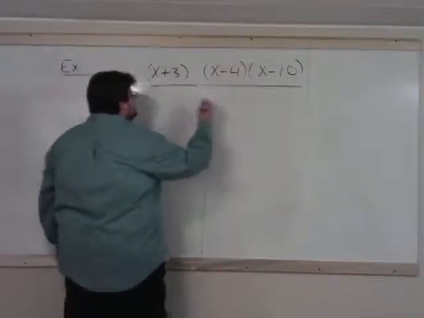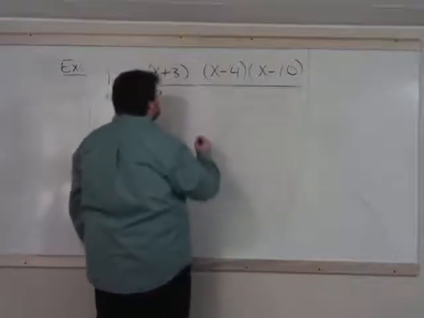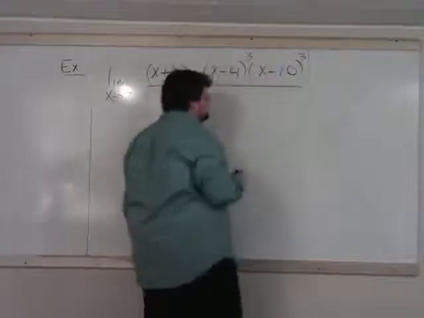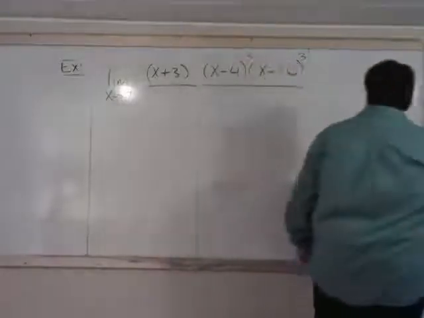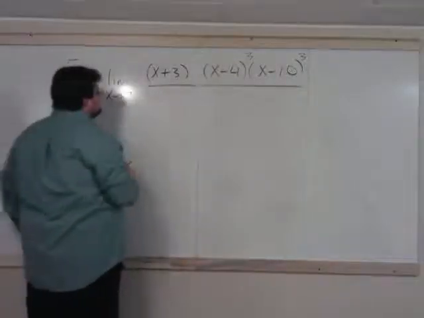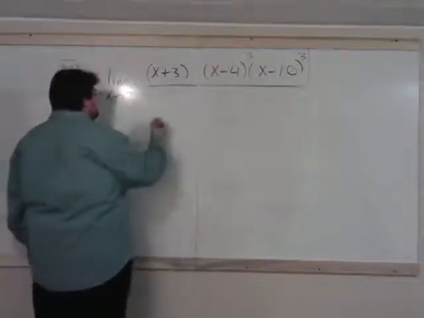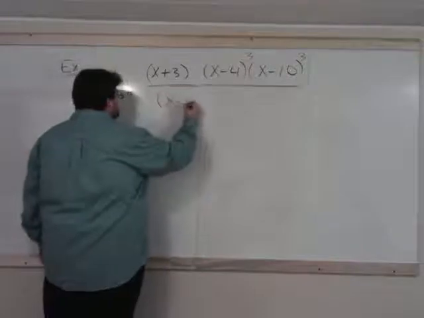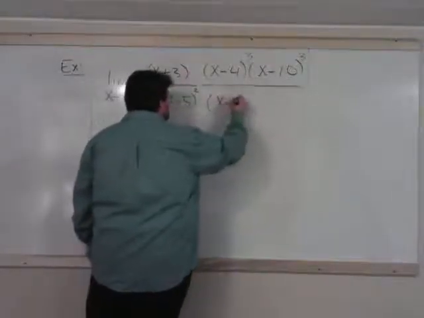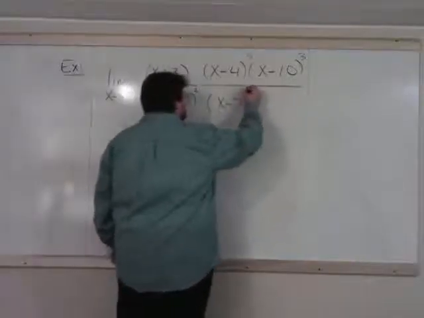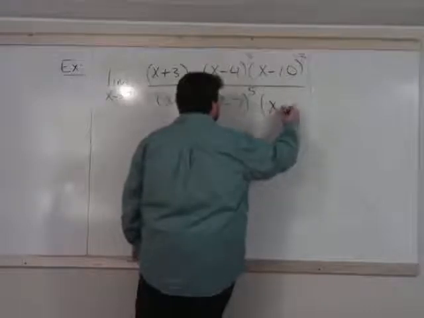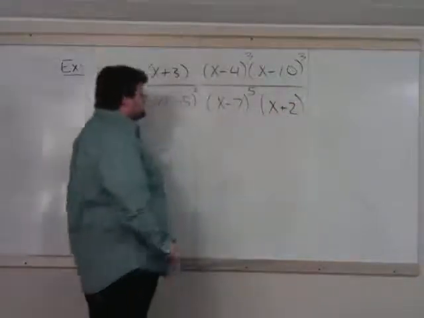All over, let's put a square on something. No, let's put a cube on something. We haven't had a cube. Let's throw a cube on both of them, I guess, so I don't have to erase. And let's do on the denominator x minus 5 squared, why not, times x minus 7 to the fifth times x plus 2. We don't have the plus on the bottom.